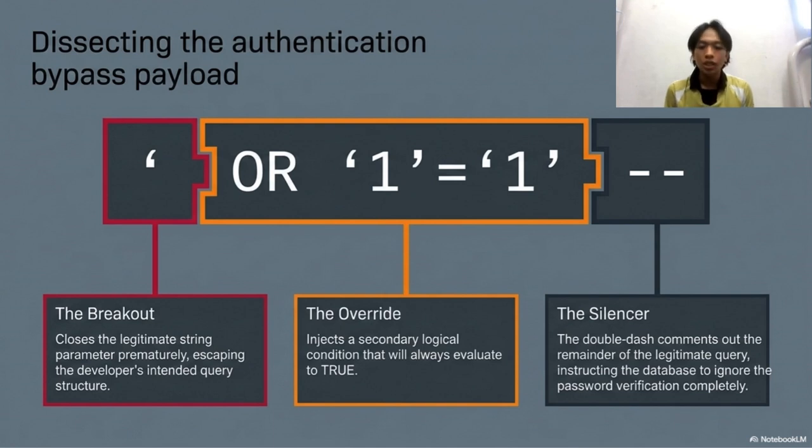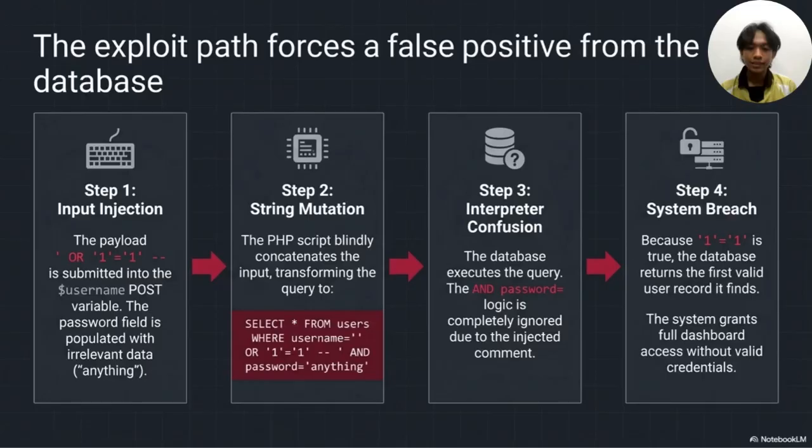Okay, let's look at how the attack code works. The attackers use the text ' or 1=1 --. The first quote sign tricks the system into closing the expected text early. Then adding or 1=1 creates a rule that is always true. Finally, the two dashes act as a command telling the database to ignore everything that comes after, including the password check.